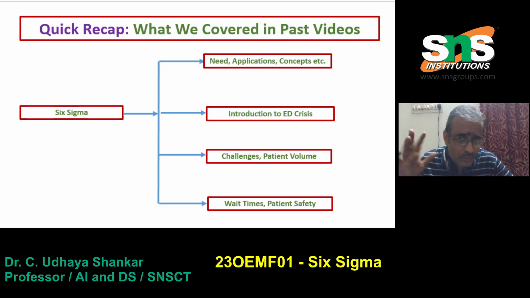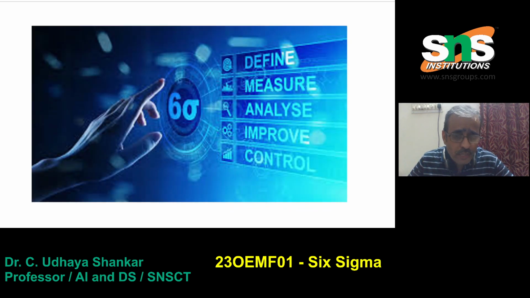As we have discussed several times, Six Sigma always uses the DMAIC architecture. What do you mean by DMAIC? That is define, measure, analyze, improve and control. These 5 phases are very important in Six Sigma. These things we have also discussed in detail in the previous videos.